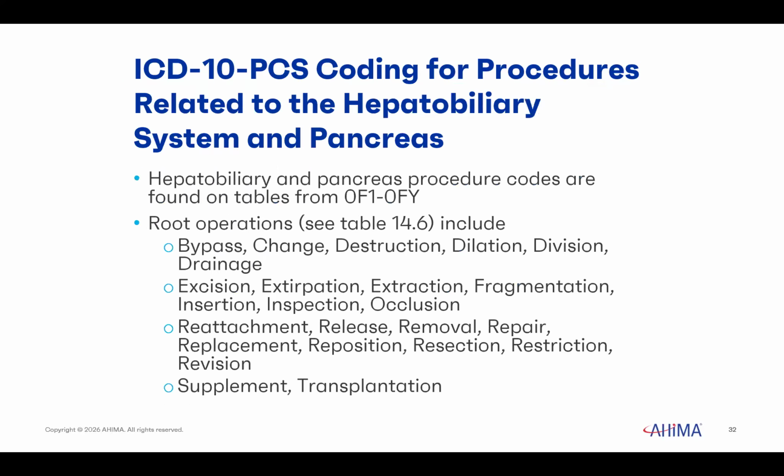Now we'll take a look at coding procedures for the hepatobiliary system and the pancreas. These are found in tables 0F1 through 0FY. You can see the root operations in table 14.6, and they're also listed on this slide. Again, key to the root operation: read the entire op report first and figure out what they're trying to achieve.